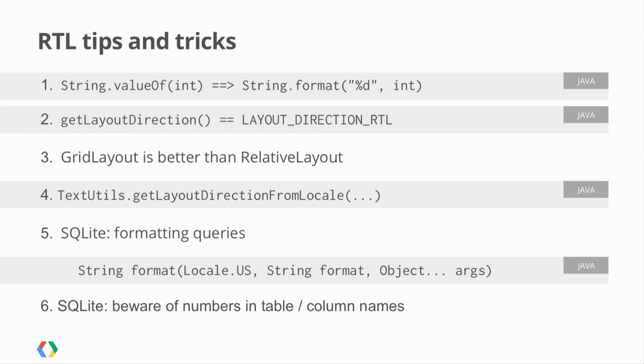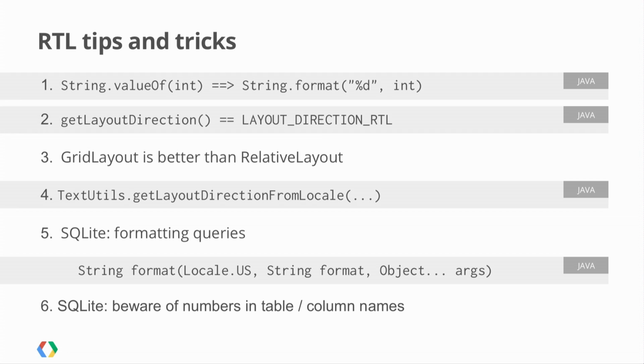If you're dealing with locale, get layout direction from locale from TextUtils is a new API that allows you to know the direction of a locale. Funnily, this is also used in framework code at the top of the view tree, where we are asking the direction of the locale.